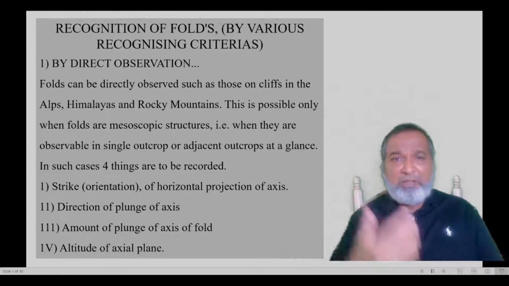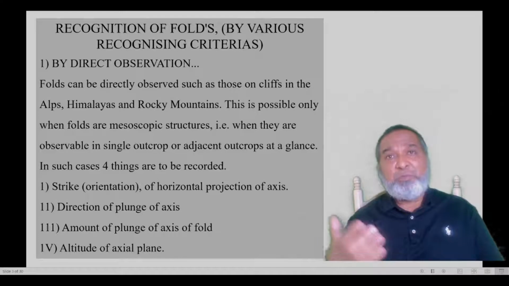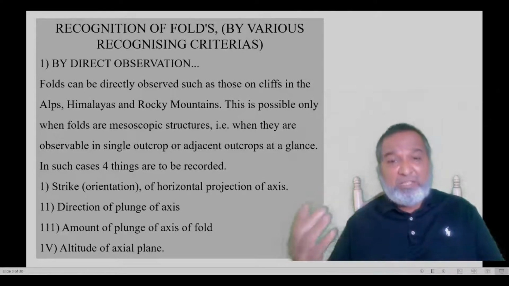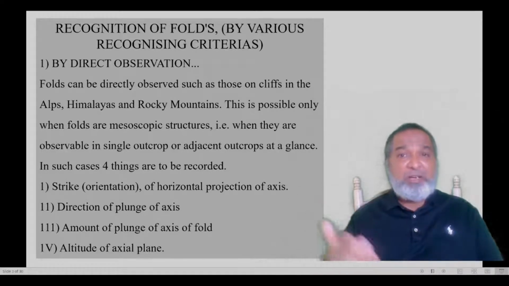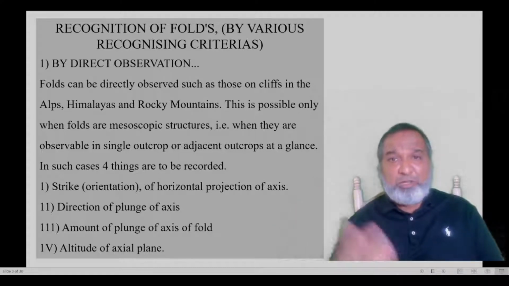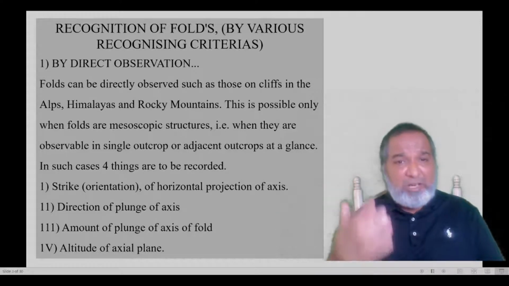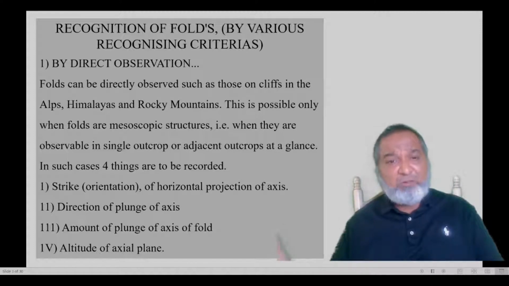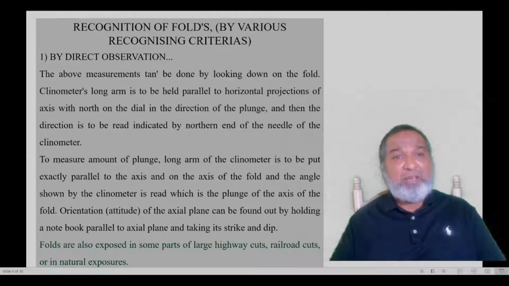So what do we do in the field? The main things: first, the strike orientation, the horizontal projection of the axis, the direction of plunge of the axis, the amount of plunge of the axis of a fold, and the attitude of the axial plane. These are the four important readings when any structural geologist goes into the field. These are the things made out by direct observation.